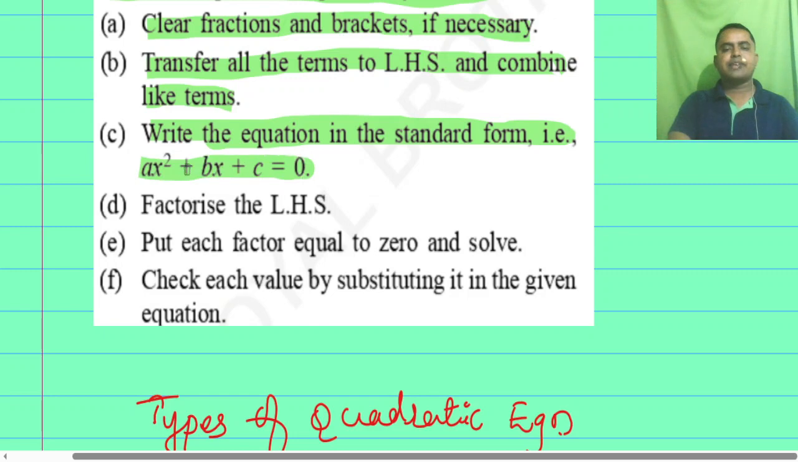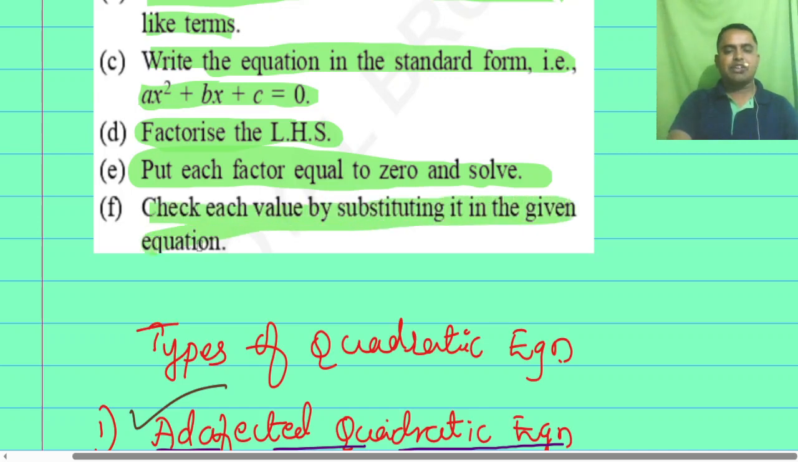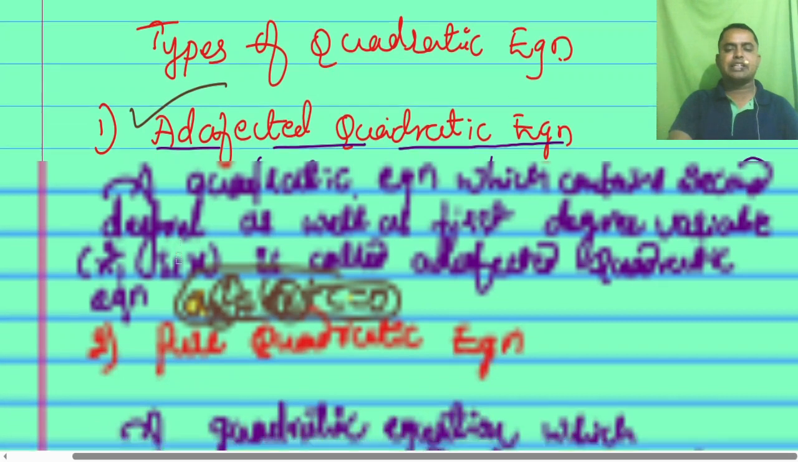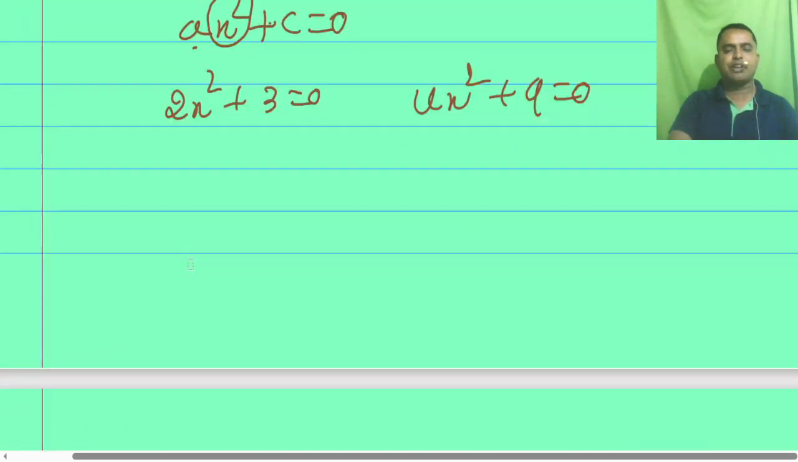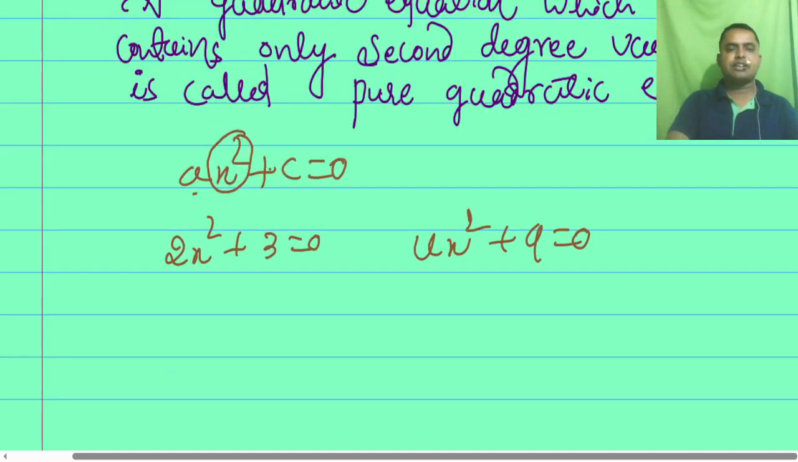ax square plus bx plus c is equal to 0. Now factorize the LHS, that is, after combining we have to factorize the left hand side value. Put each factor equal to 0 and solve. Check each value by substituting in the given equation. We will do this practically by solving one problem here. So let us solve using the factorization method now.